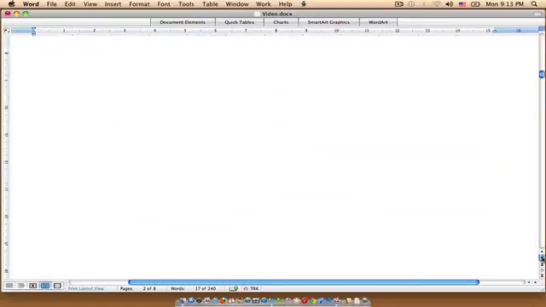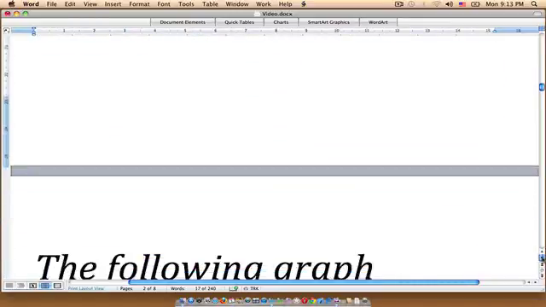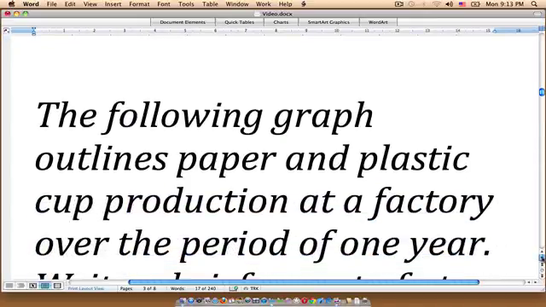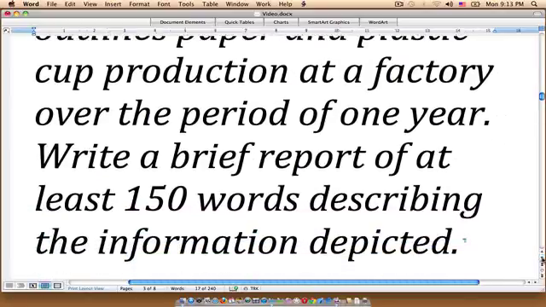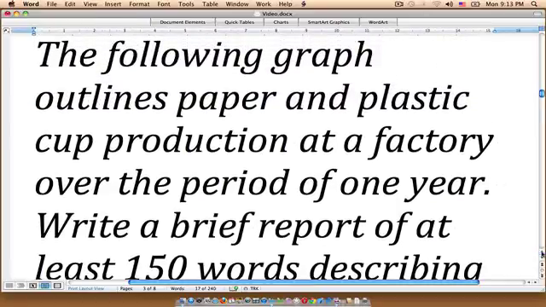Now let's go to the task itself and read through it and look at the graph. So here we have the following: the graph outlines paper and plastic cup production at a factory over the period of 1 year. Write a brief report of at least 150 words describing the information depicted. Okay, I'll give you a few seconds to read that to yourself.